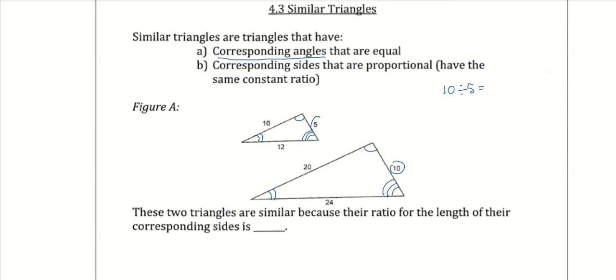So 10 corresponded with 5, and 10 divided by 5 is 2. 24 corresponds with 12, so 24 divided by 12 is also 2. And the last one, 20 corresponds with 10, and 20 divided by 10 is also 2. So we know that the ratio is 1 to 2, because if we take that smaller 1 and multiply by 2, we get the second one.